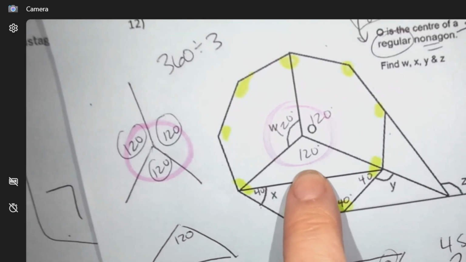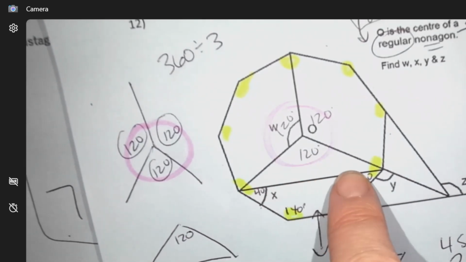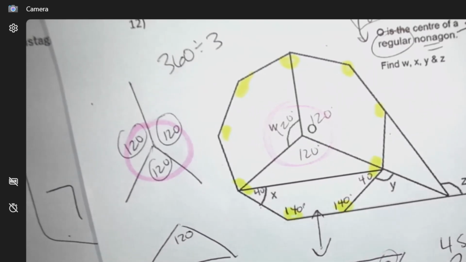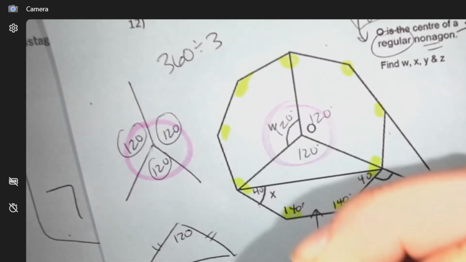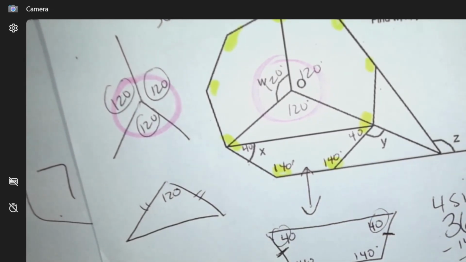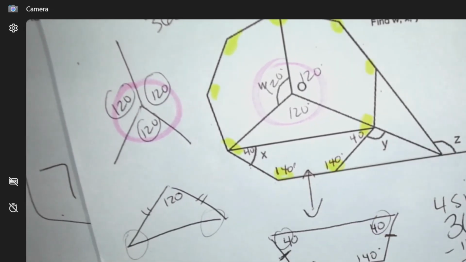All right, now here's what I'm doing. I'm dialing in on this triangle. There's 120. These are going to be the same. So what are the 2 bottom angles going to be? So again, 180 minus, divide the rest by 2.